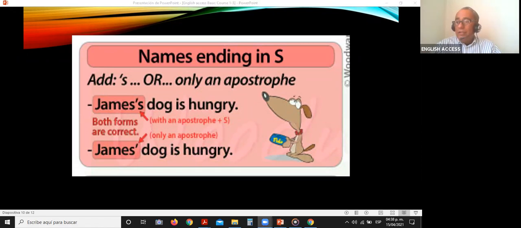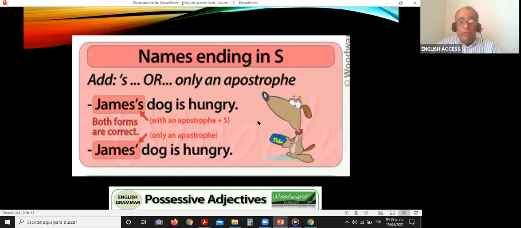Just the apostrophe, not apostrophe s like this. It says both forms are correct. Yes, I believe them. You can use this, but in general, it's much more common to use only the apostrophe. It's not necessary to write apostrophe s. It is correct, but it's easier to only write the apostrophe. In this case, James is the owner of this dog, so this is James' dog, so the dog belongs to James. In this case, we can use Luis or Carlos or any other name that ends in an s. So you just add the apostrophe to show possession.